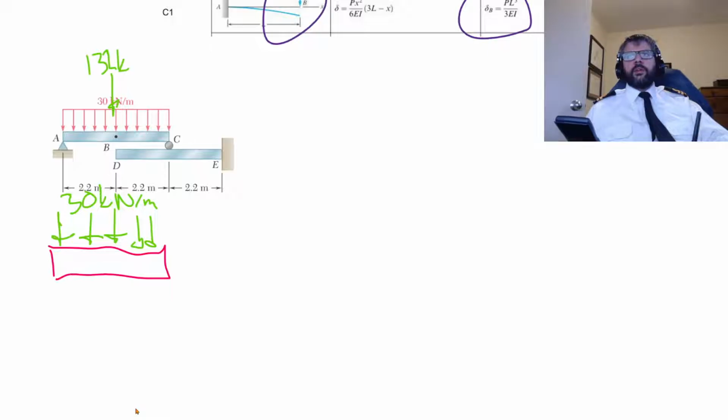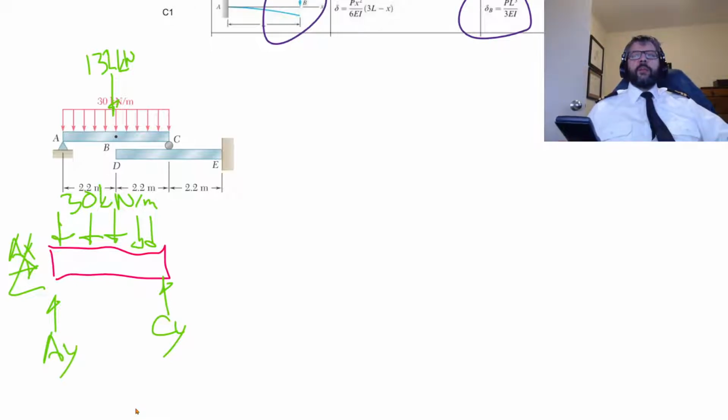132 kilonewtons. And then we have a reaction at A and a reaction at C. And we're also going to have a reaction at A in the X direction, but that's 0. So we don't need to worry about that. So I got a CY, got AY, and again, by now, that's symmetrical, so we know that AY needs to be 132 divided by 2, 66. 66 kilonewtons, and then same here, 66 kilonewtons.